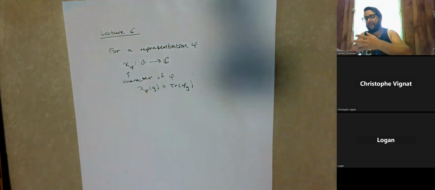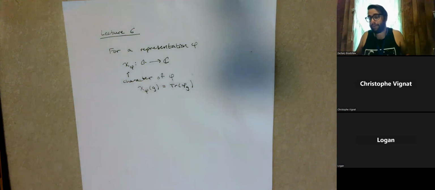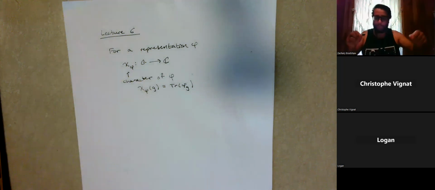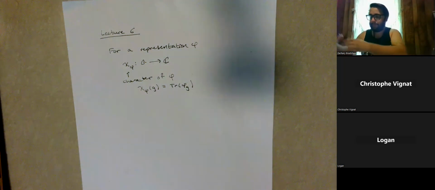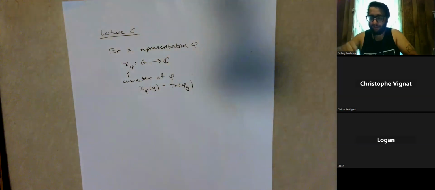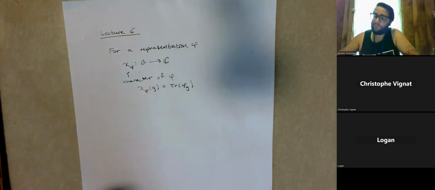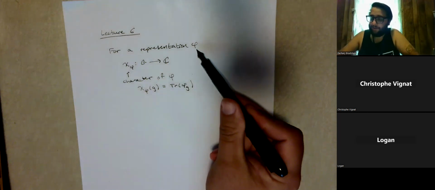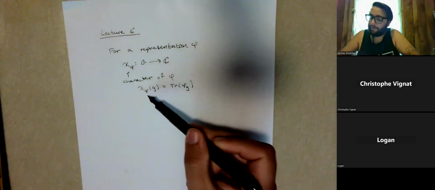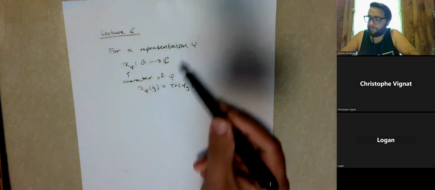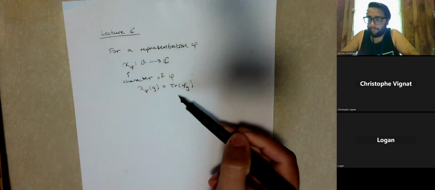So in this entire lecture today, we're going to take the matrix picture where the representation takes a group element to a matrix. We'll abandon the linear map picture for now. Okay, so the idea is that lots of information about this representation is somehow encoded in this character function, which is essentially just the trace operator.